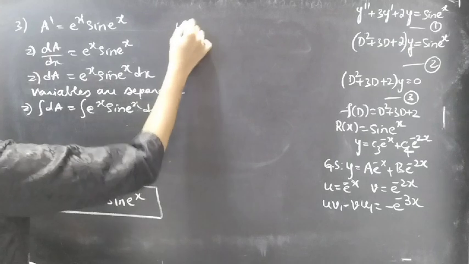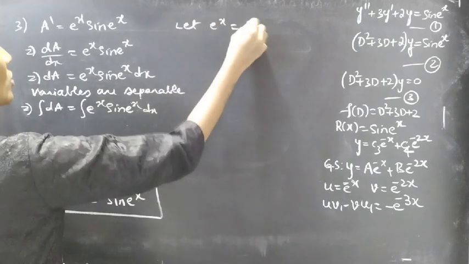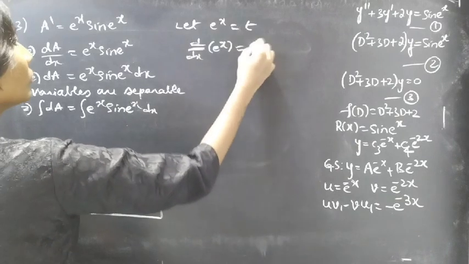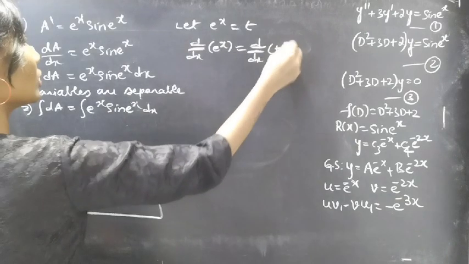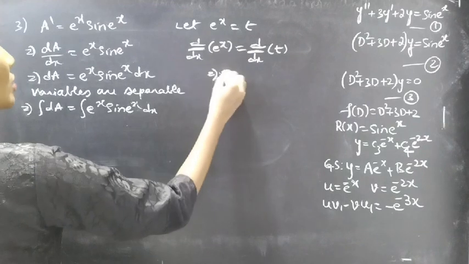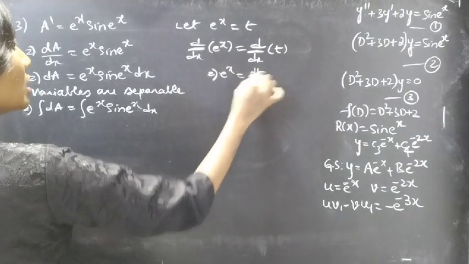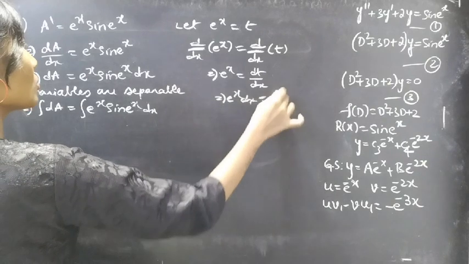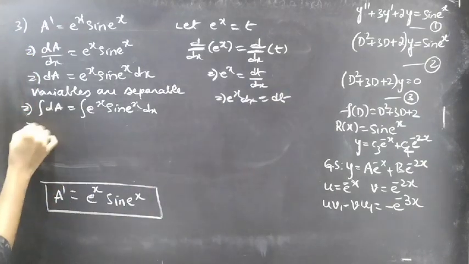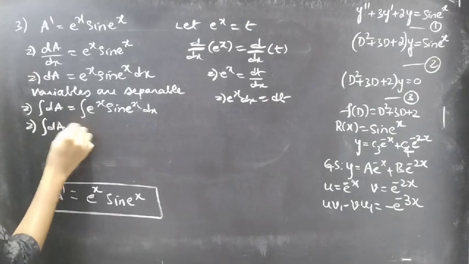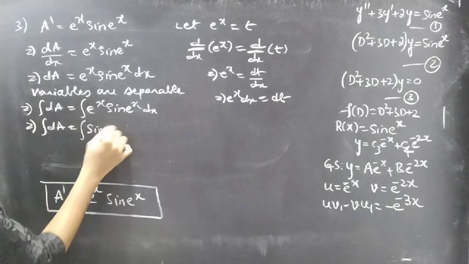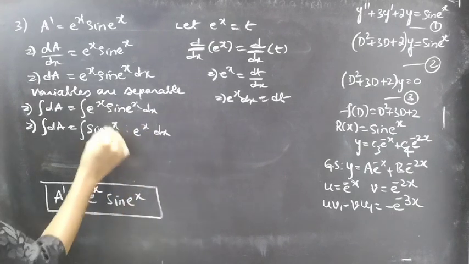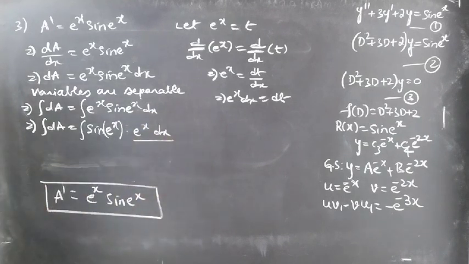So let e power x equal t. Now differentiate on both sides with respect to x. The derivative of e power x with respect to x is e power x, equal to dt by dx. From this we'll get e power x dx equals dt, right? We can write the integrand as sine e power x into e power x into dx. Now just replace e power x with t and e power x dx with dt.